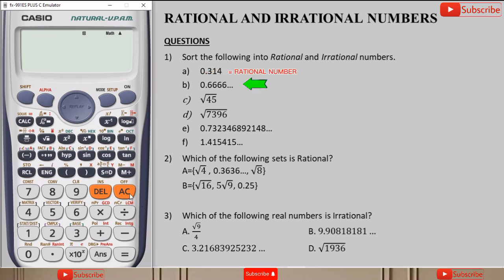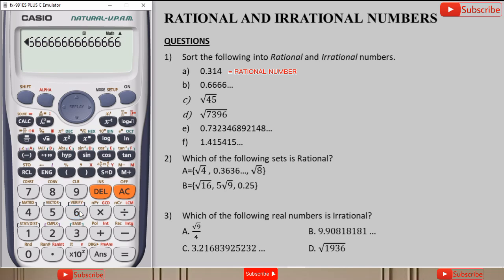Now, let's move on to B. For B, we have 0.6666, and there's a 3 dots attached to it, which is telling us that this particular number is a recurring decimal. It moves up to infinity. So I input exactly that into the calculator. So we have 0.666666. So I input as many numbers as I can.